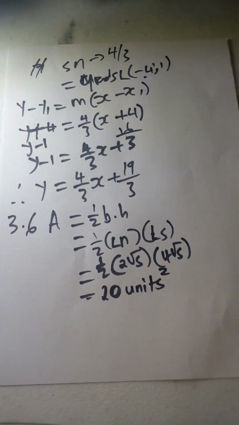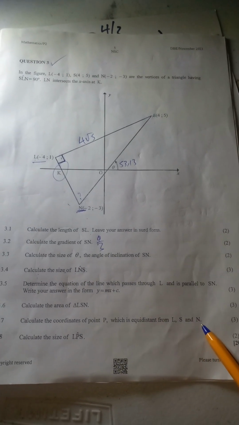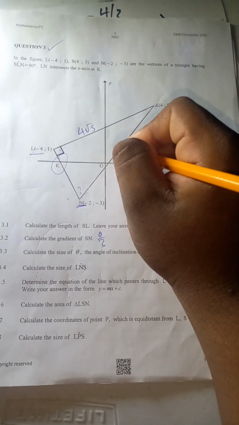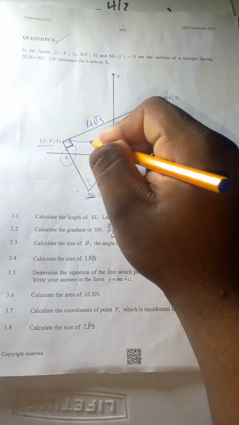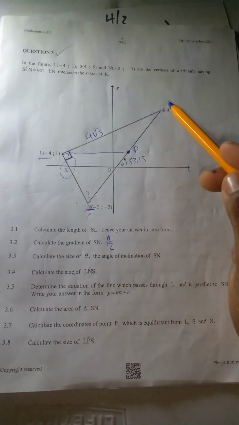Okay, let's go here. So now when you check the next question, it is saying: calculate the coordinates of P which is equidistant from S and N. So when they are saying it is equidistant, it basically means P is here. So this is where we have our P. So I can even complete my line here, and we can even deduce that P is the midpoint of NS there. Okay? So now, let's go there.